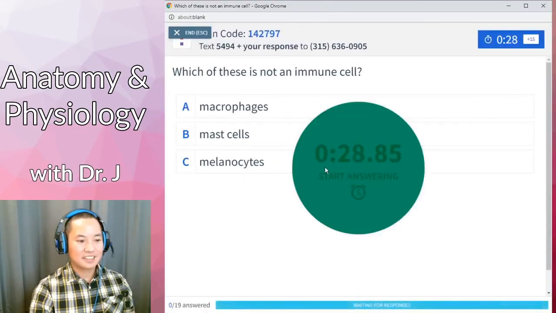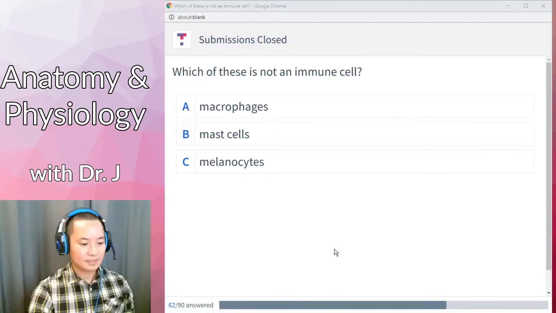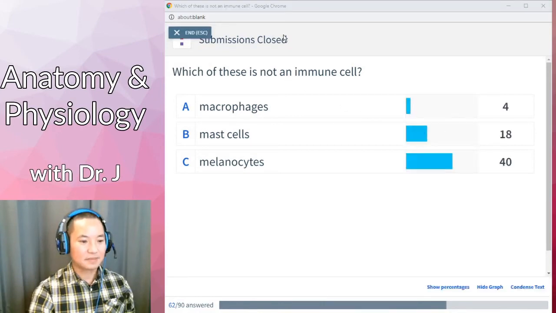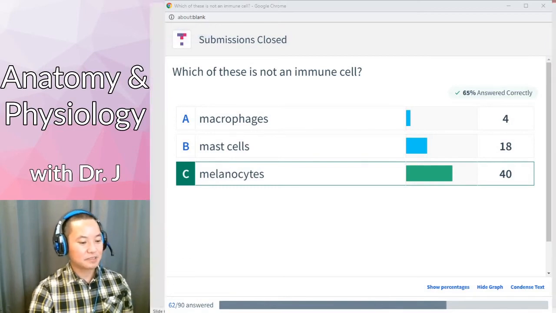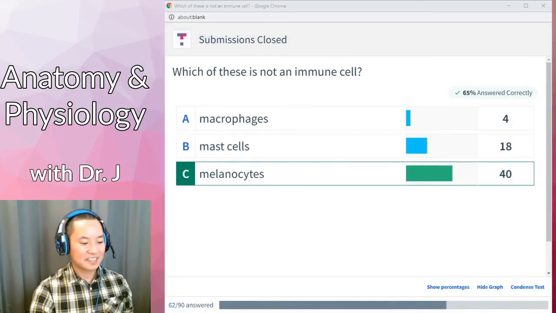Which of these is not an immune cell? Okay, let's see how everyone did. Most of you said melanocytes, and most of you are correct. Macrophages and mast cells are immune cells. Macrophages are the big eaters. Mast cells are very important in allergies and whatnot, but don't worry too much about that now. We have immunology coming up next semester.